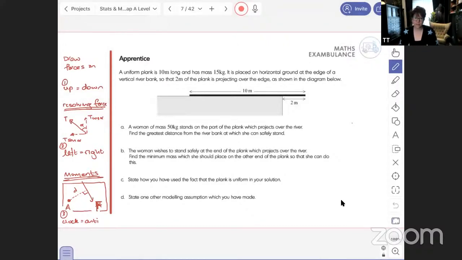Okay, so apprentice question. Up is down, left is right, moments is moments, but we need to start by putting the forces on. And this is the bit that, I think, is where moments usually goes wrong. So I'll focus on that bit first for each of the diagrams. Okay, uniform plank. That means that the weight is in the middle. If the weight is in the middle, then the weight is there. And the weight is 15g.